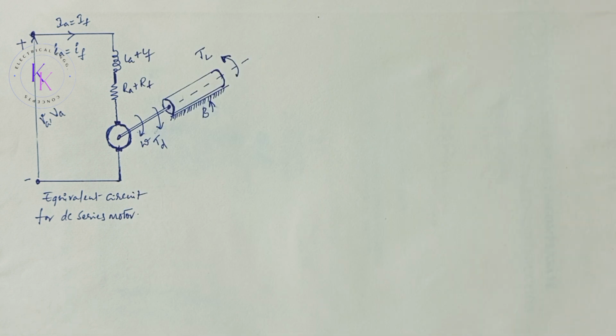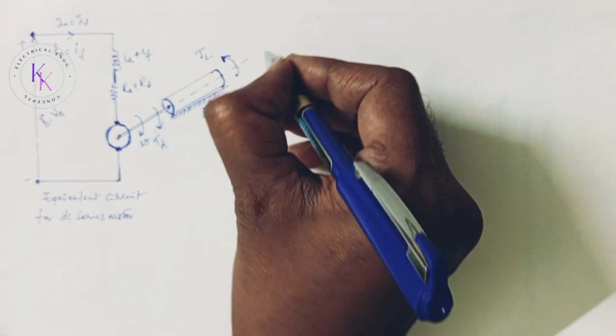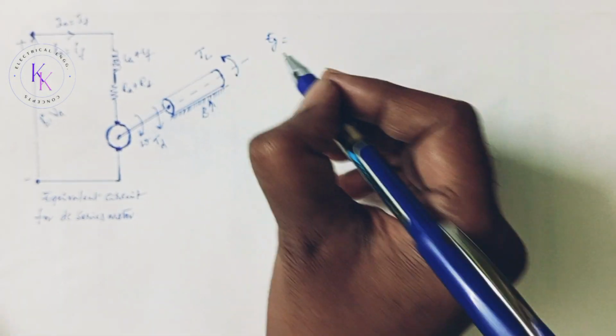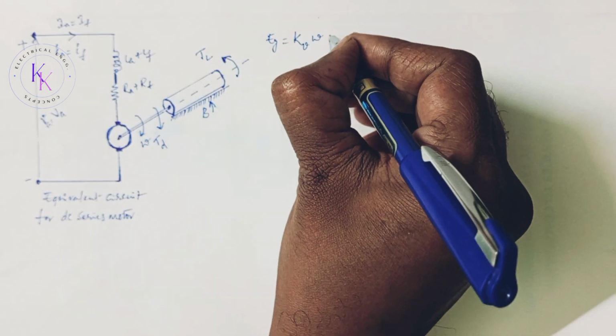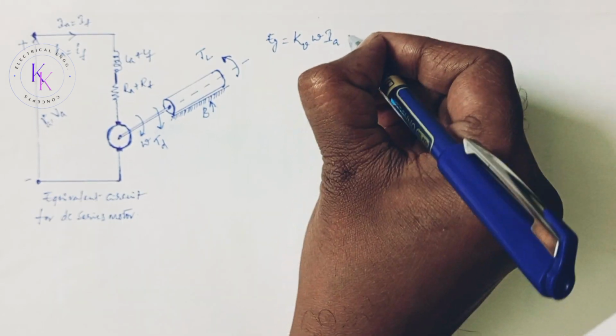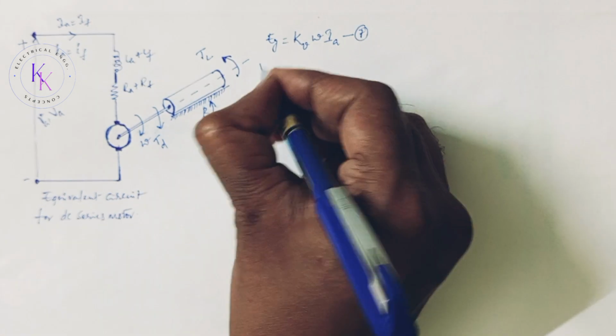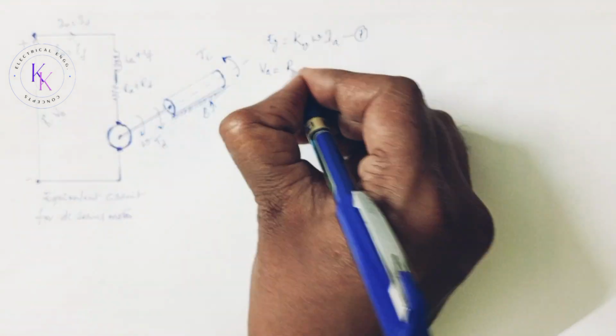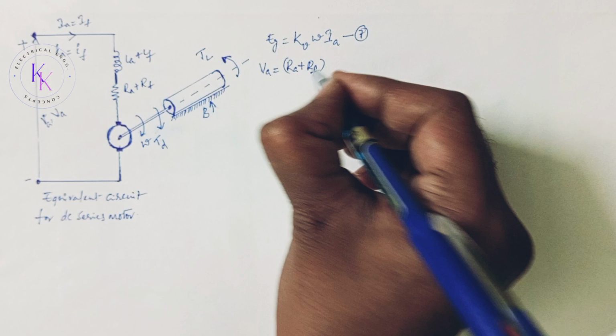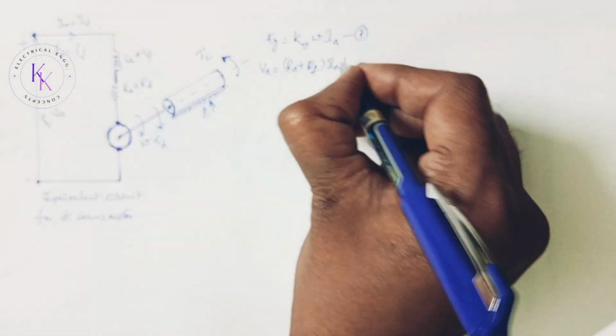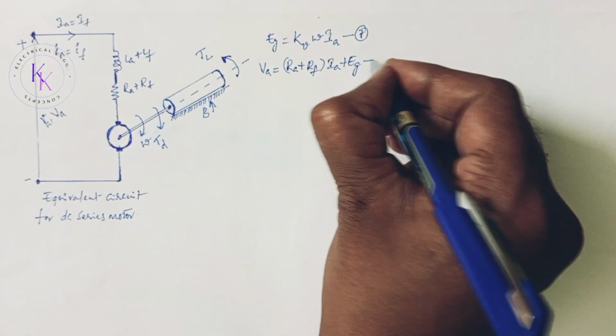The field of a DC motor may be connected in series with the armature circuit as shown here, and this type of motor is called a series motor. The field circuit is designed to carry the armature current. Then the steady state average quantities now become Eg equals kV omega IF, equal to Ia, equation 7. Va equals the resistance Ra plus Rf times Ia plus Eg. Let this be 8.